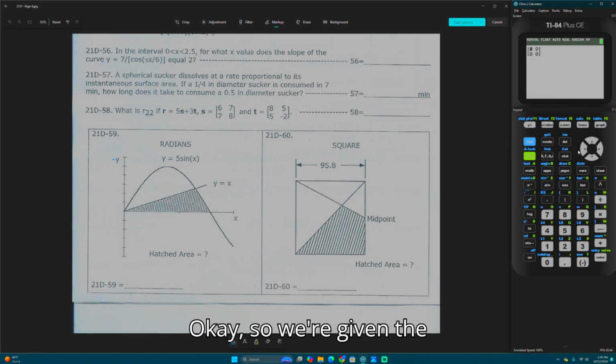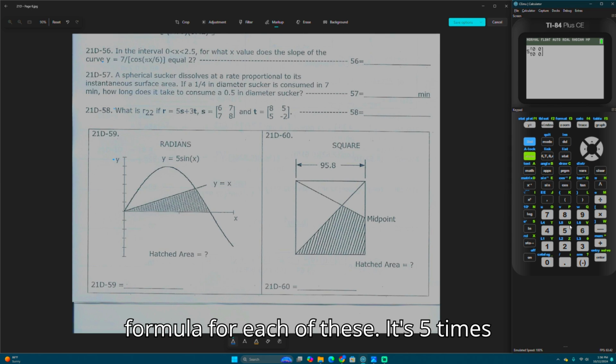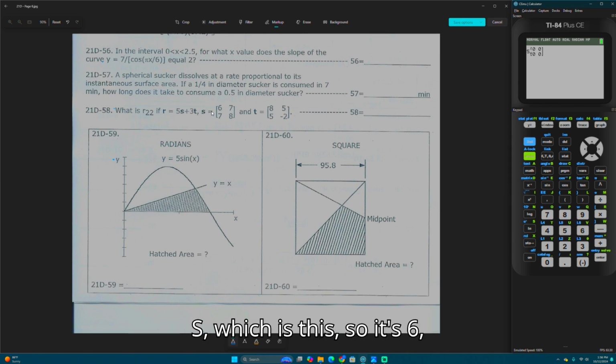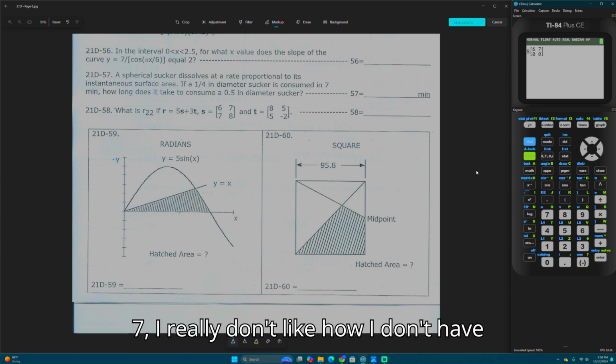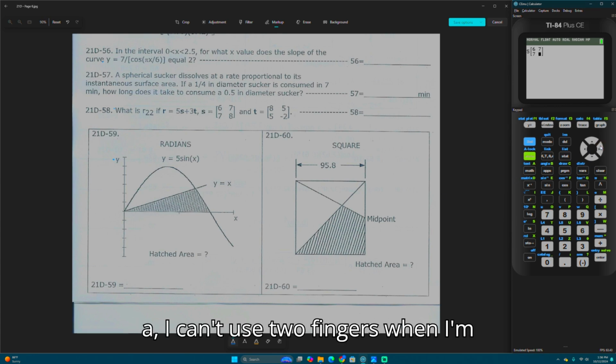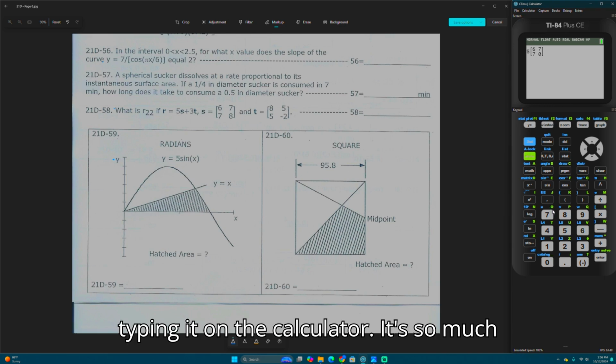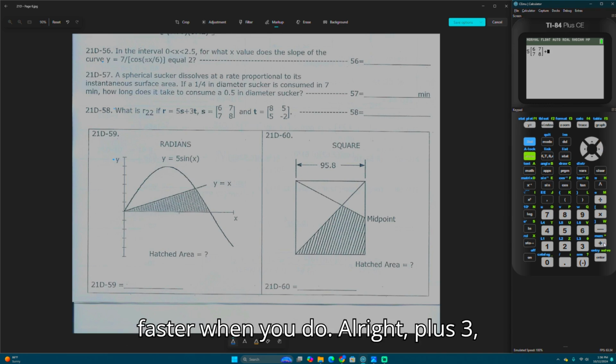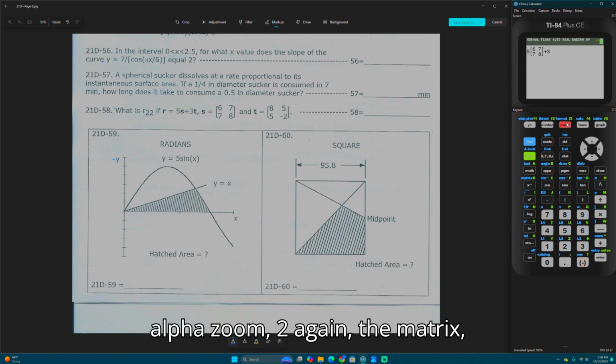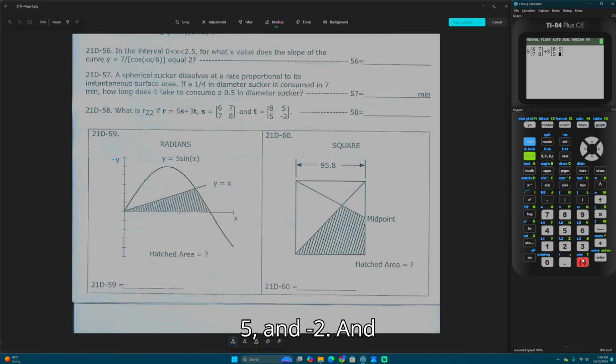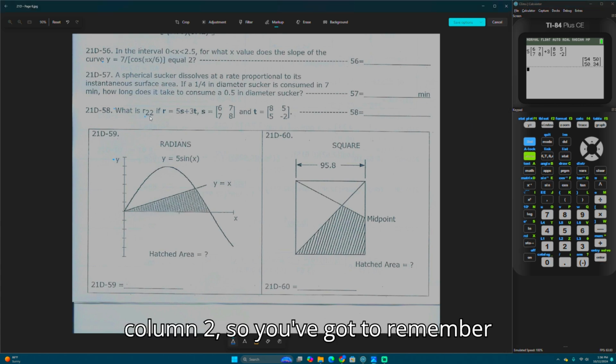Okay, so we're given the formula for each of these. It's 5 times s, which is this. So it's 6, 7. I really don't like how I don't have a... I can't use two fingers when I'm typing on the calculator. It's so much faster when you do. All right, plus 3, alpha zoom, 2 again, the matrix. 8, 5, 5, and -2.